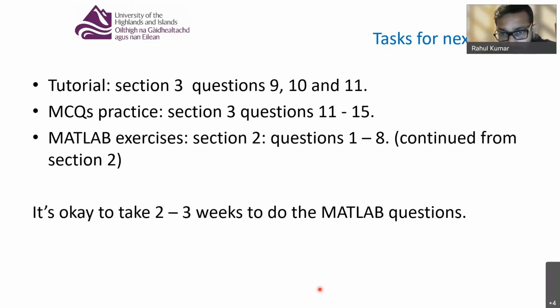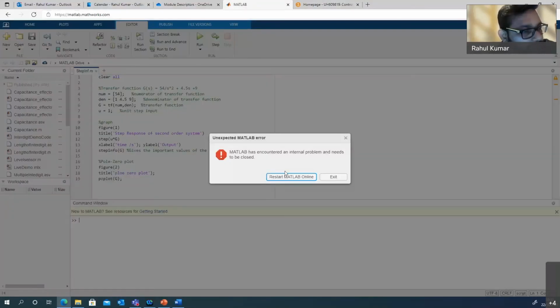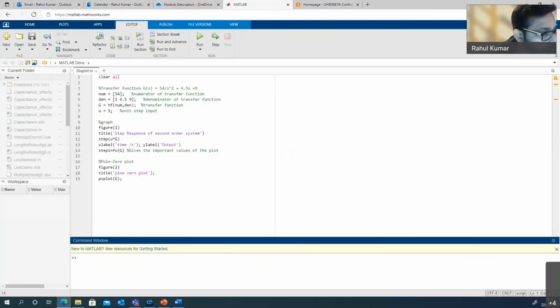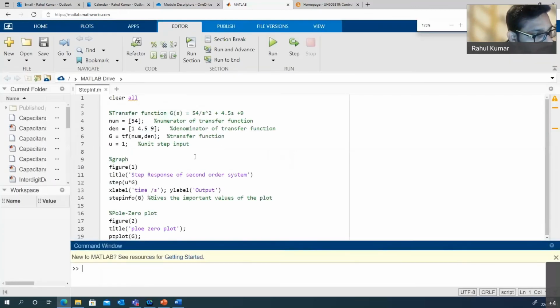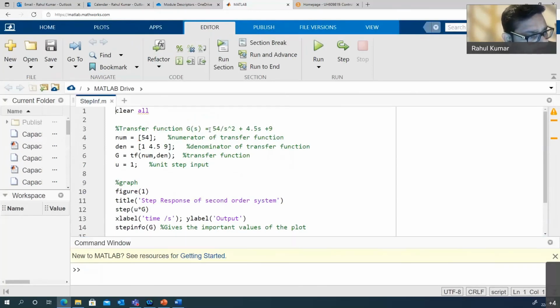We will come down to the tutorial questions, but before we go to the tutorial questions, let me quickly demonstrate the MATLAB functions which I was talking about. So, let me zoom in a little bit over here. In the last class, we have already discussed how we can implement a transfer function in MATLAB.